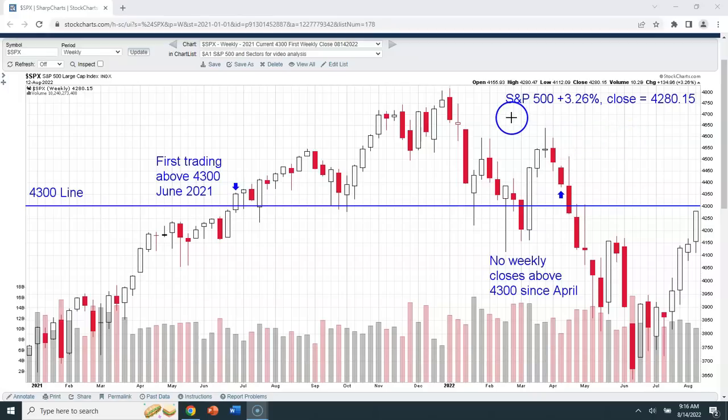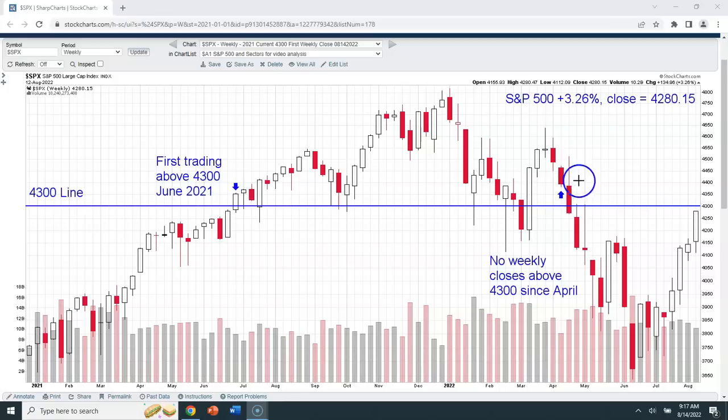To start off with, the S&P 500 was up 3.26% this past week, so a very nice week, and we closed at 4280.15. The reason I started off with this 4,300 line is that I wanted you guys to also see when the first time we ever traded up to 4,300 was, and what has happened since. Well, the first time we ever traded up to and above 4,300 was back in June of 2021.